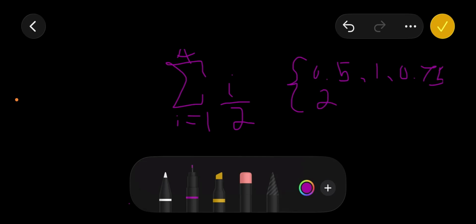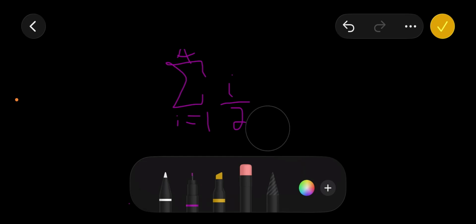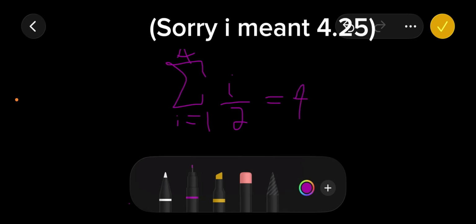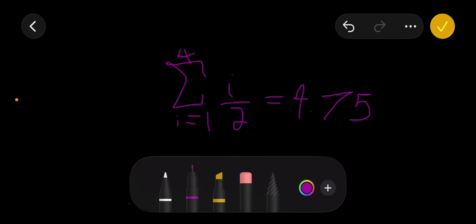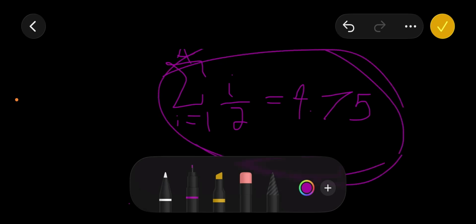So these are the solutions. Now, remember, we have to add all of them up. So 0.5 plus 1 plus 0.75 plus 2 all equals 4.25. So that's the answer to our summation solution. So the summation of 4 and i equals 1 of i divided by 2 just equals 4.75. That's how easy summation is. Just get all the answer sets and add them together. So this is our solution.